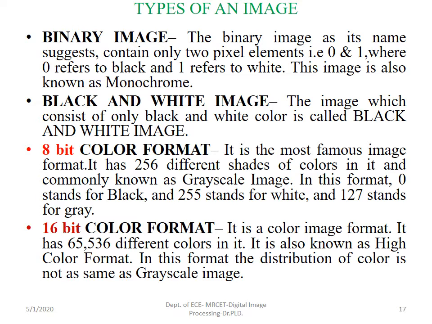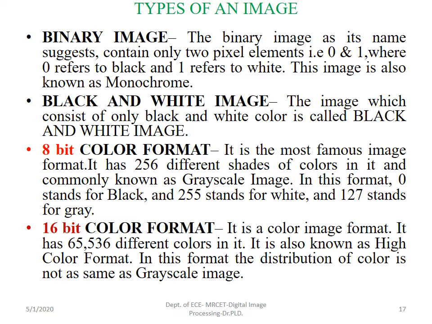Black and white image. The image which consists of only black and white color is called a black and white image, which is nothing but the binary image. If you want to distinguish this binary image from the monochrome images, a binary image can consist of only two gray levels, that is black and white. But a gray level image consists of a range from black to white. So from black to white, different gray levels appear based on the depth of the pixel.